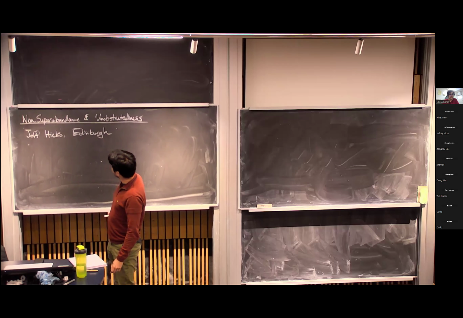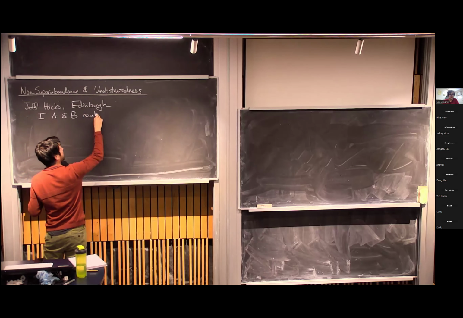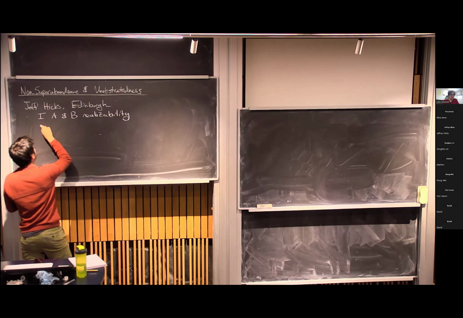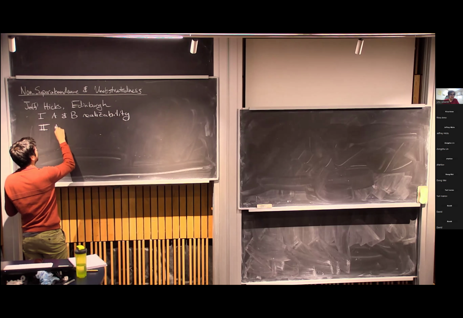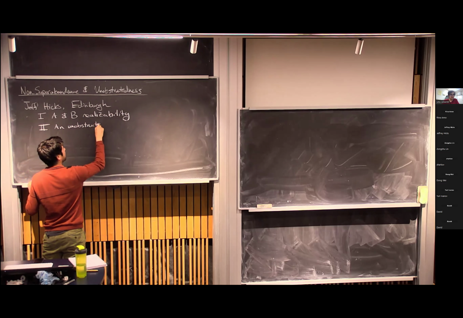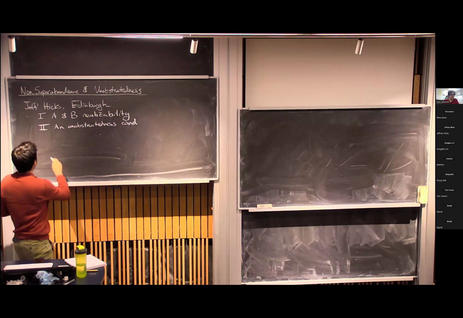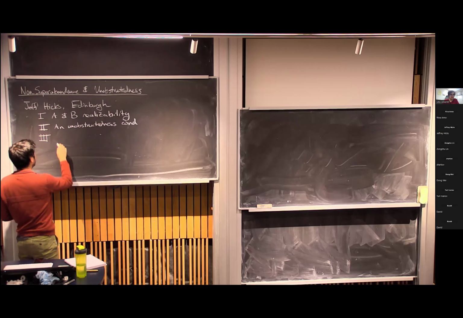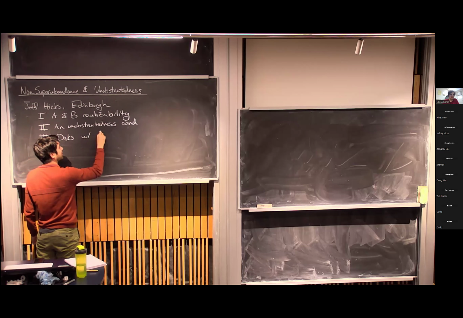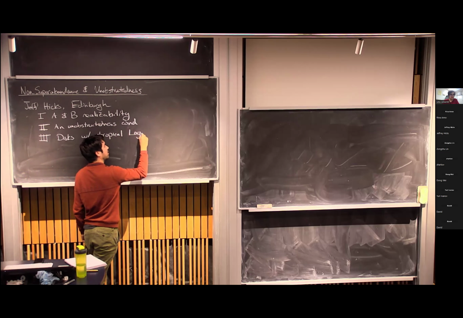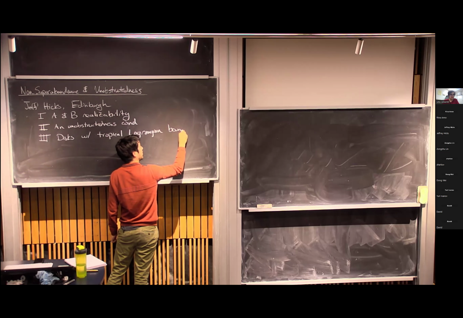Today I'll be talking about non-superabundance and unobstructedness. The talk is going to have 4 parts. In the first part, I'm going to talk about A and B realizability. And the second part, I'm going to talk about an unobstructedness condition, where I will define what unobstructedness is. In part 3, I'll talk about disks with tropical Lagrangian boundary. And in the last part, I will talk about the title of this talk.